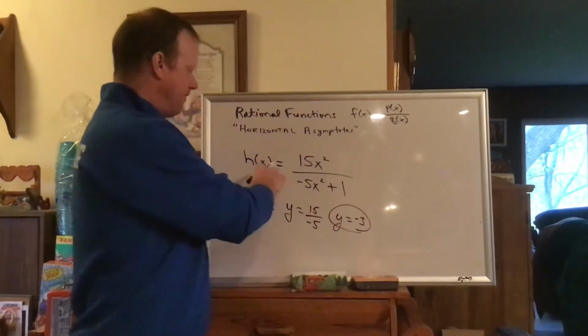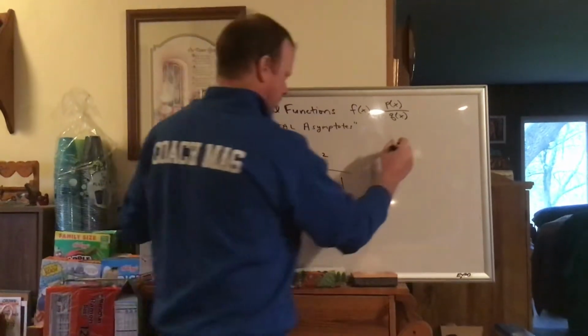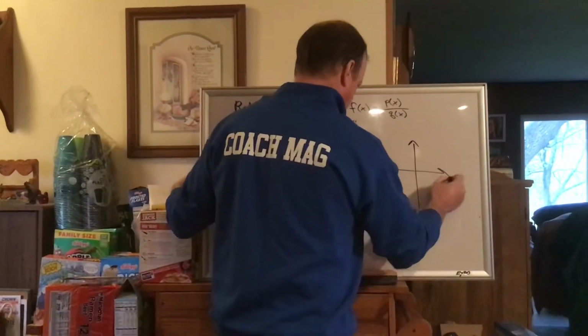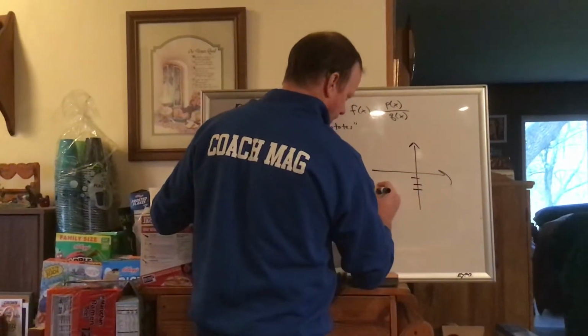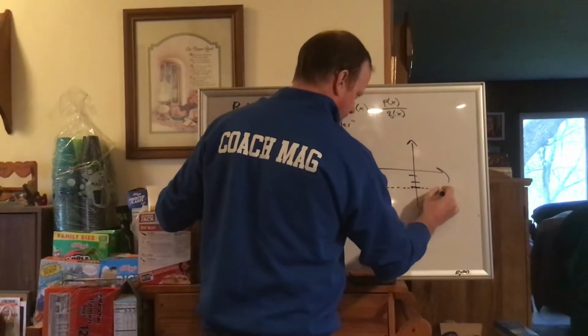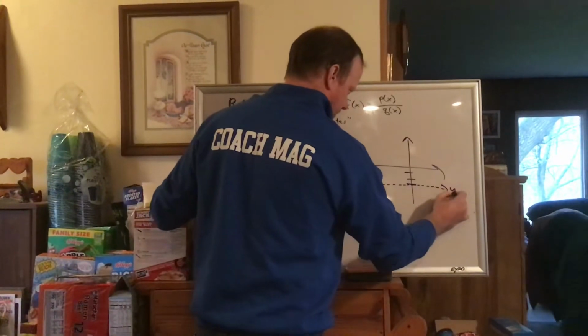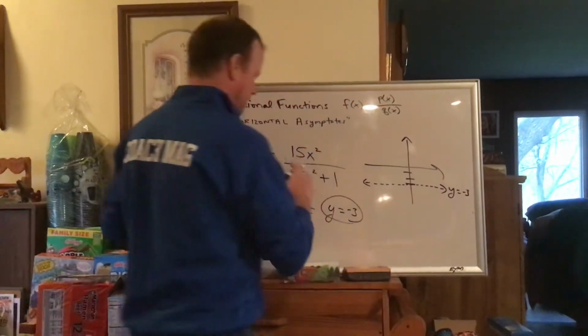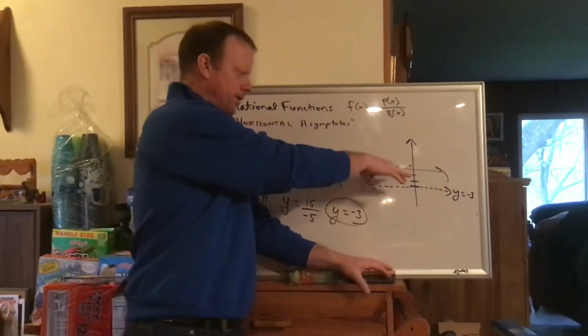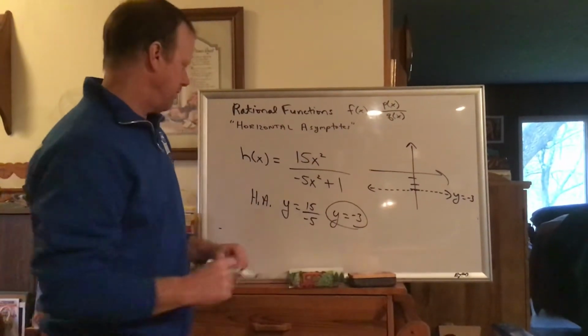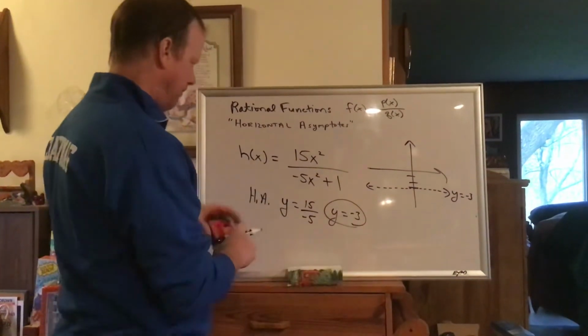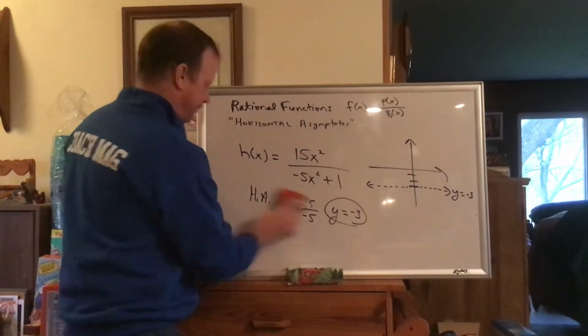So if we were to graph out this rational function, we would put a horizontal asymptote at y equals -3. And once again, if we were to graph that out, it'd get really close to that horizontal asymptote, but it would not cross over it. Let me give you one more scenario like that.